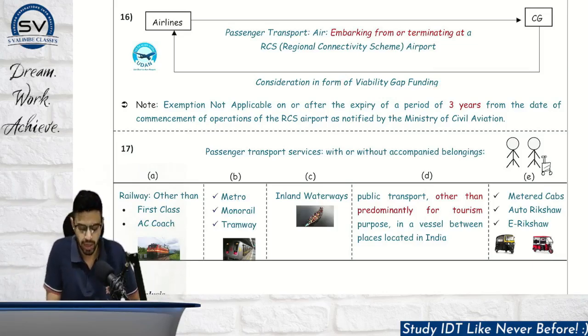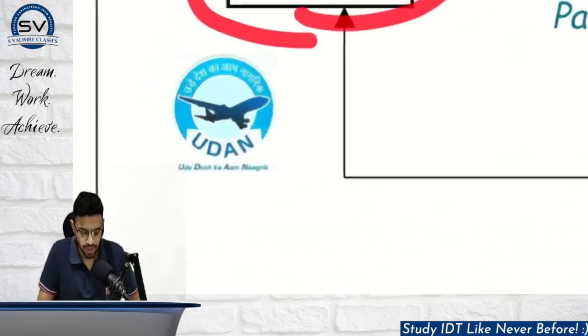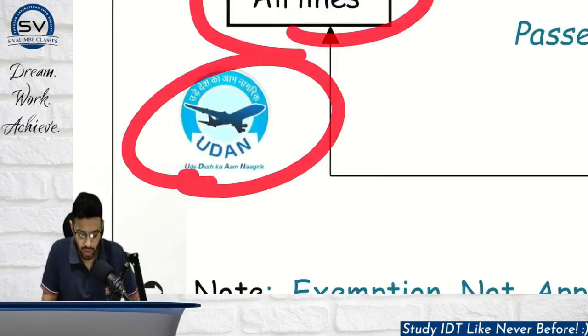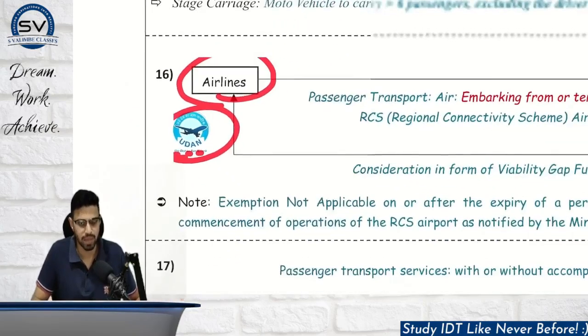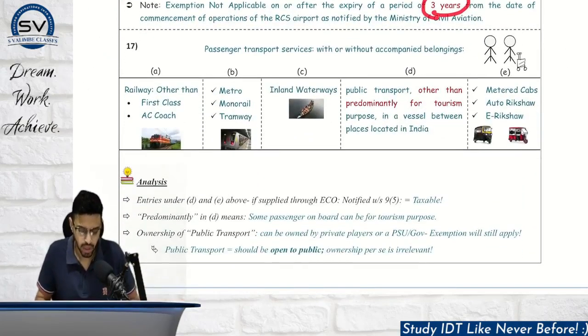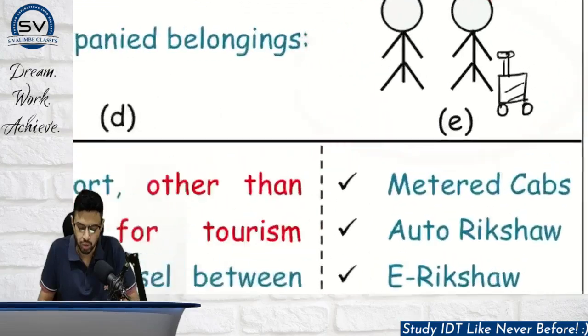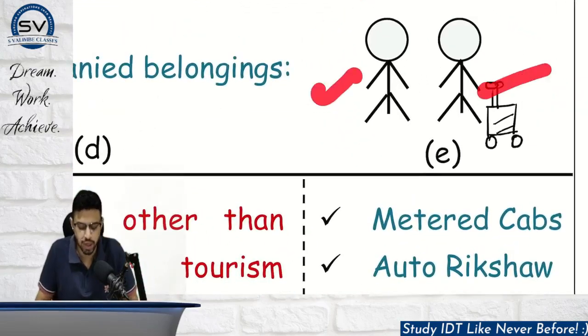Is it clear? So the airline is not going to charge GST to the central government, because it is the supplier of service. This scheme is known as UDAN, Ude Desh Ka Aam Nagrik. For that purpose RCS airports have been notified. The 3 years point I have already told, from the date of commencement of operations. 17th. Now we are talking about certain passenger transportation services apart from the above. So passenger transportation with or without baggage. It does not matter whether the person is carrying baggage or not.